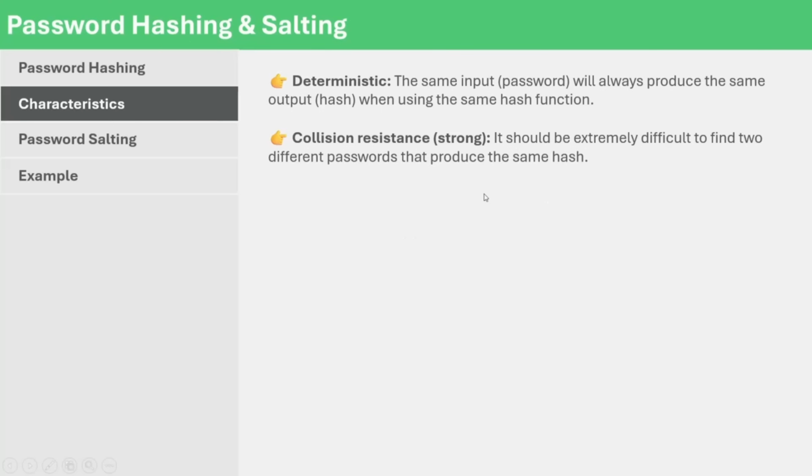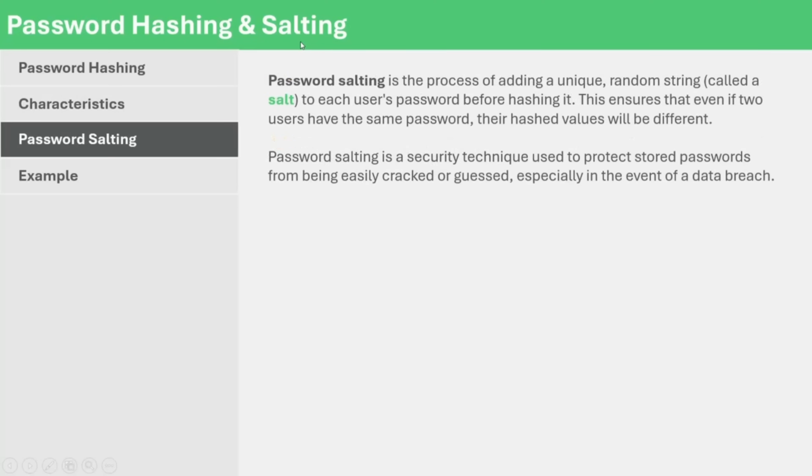Now, when we are hashing the password, we should also add salt to it. Password salting is the process of adding a unique random string to each user's password before hashing it. And this ensures that even if two users have the same password, their hashed values will be different.